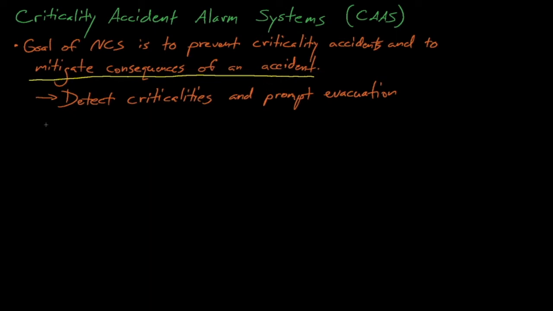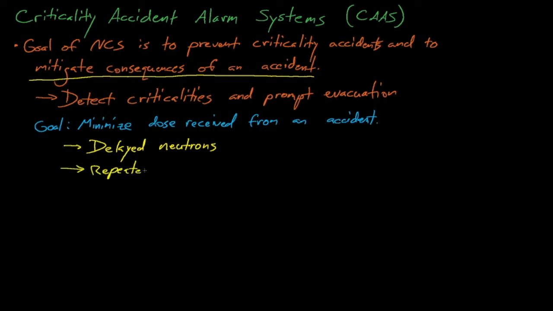As we've discussed in the previous lecture, workers can dramatically increase their dose from an accident if they hang around and expose themselves to delayed fission neutrons, or if the system happens to experience a repeated prompt supercritical excursion. CAAS alarms prevent these two possibilities by alerting workers right after the first critical excursion has occurred.